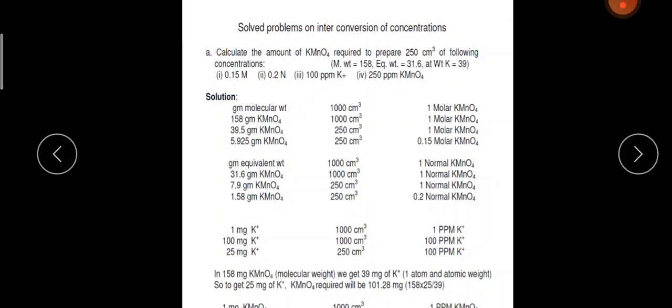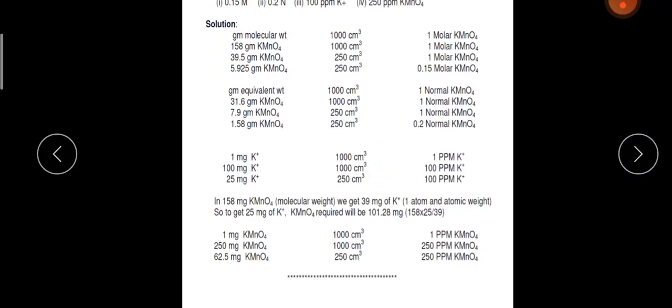See, 1 milligram of K+ in 1000 cm3 gives 1 ppm K+. 100 milligram of K+ in 1000 cm3 gives 100 ppm of K+. Therefore, now you want 250 cm3, which means you have to divide by 4, so 25 milligram K+. In 158 milligram of KMnO4, we get 39 milligram of K+, 1 atom and its atomic weight. So to get 25 milligram K+, the KMnO4 required will be 101.28 milligram.